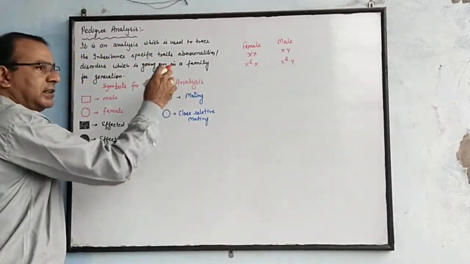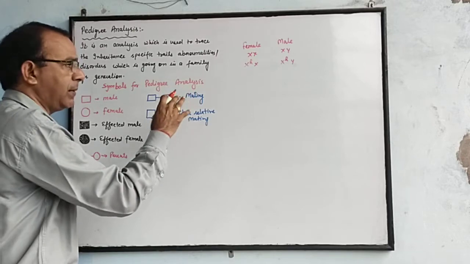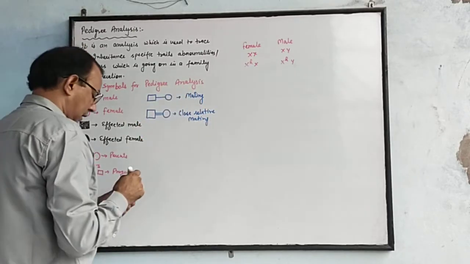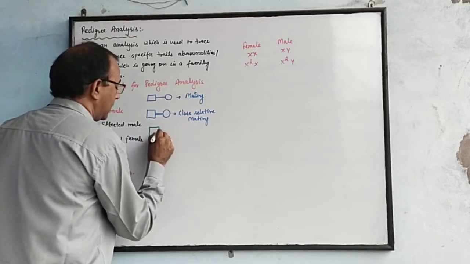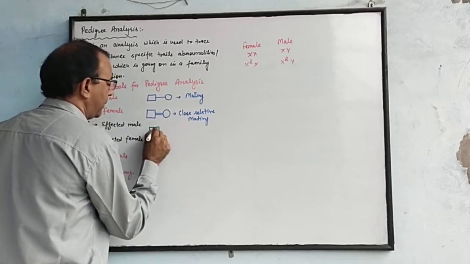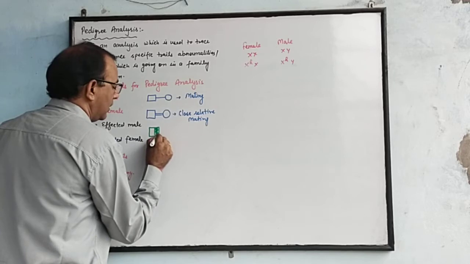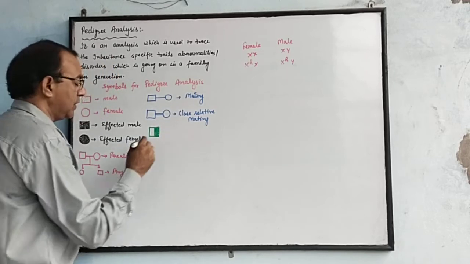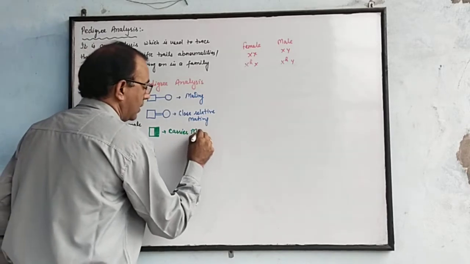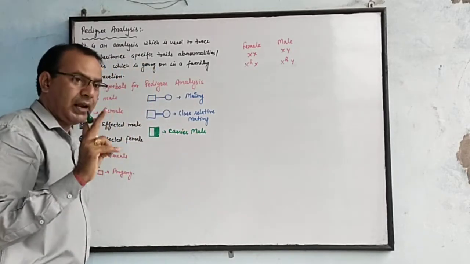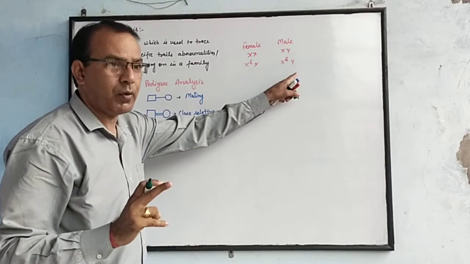How can we represent the carrier and affected? Carrier female and carrier male. If a male is a carrier, then we fill up half of the square. This is the carrier male. Again listen, male contains X and Y chromosomes.